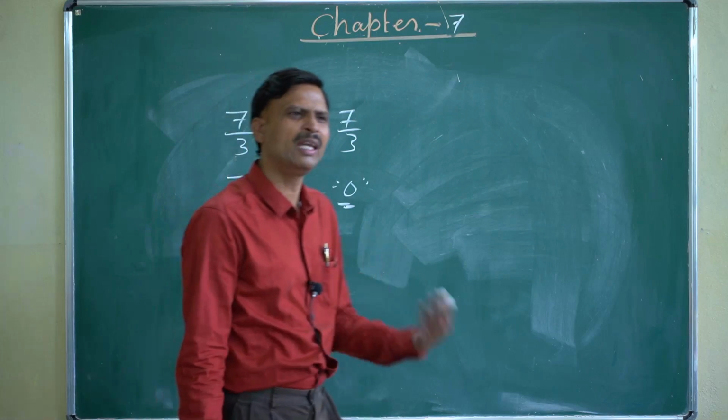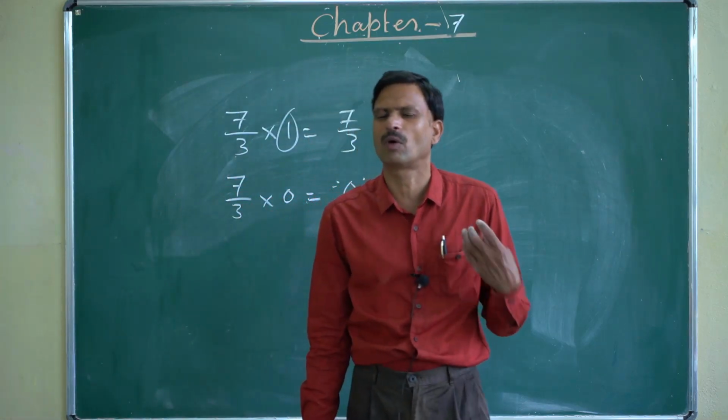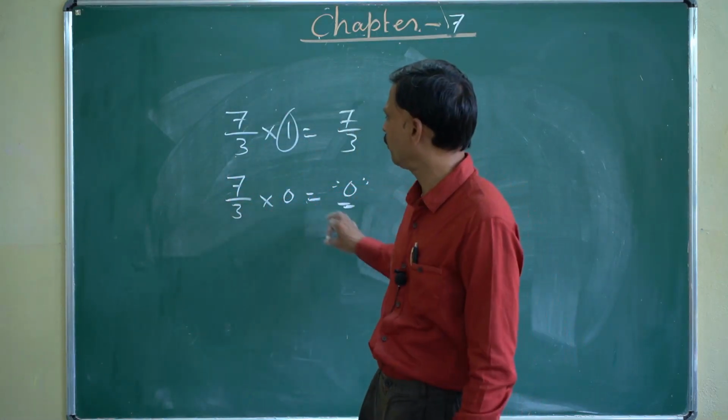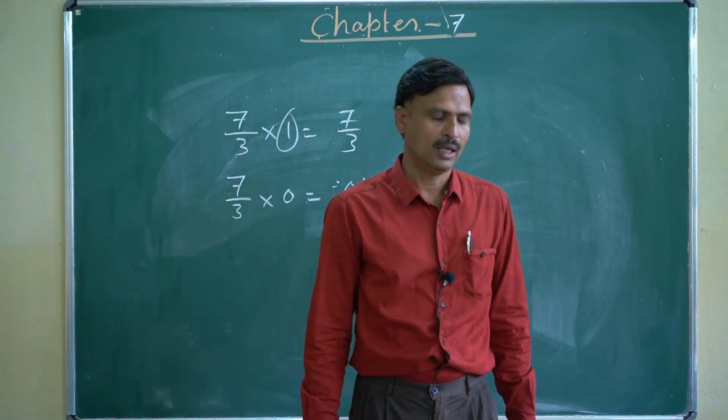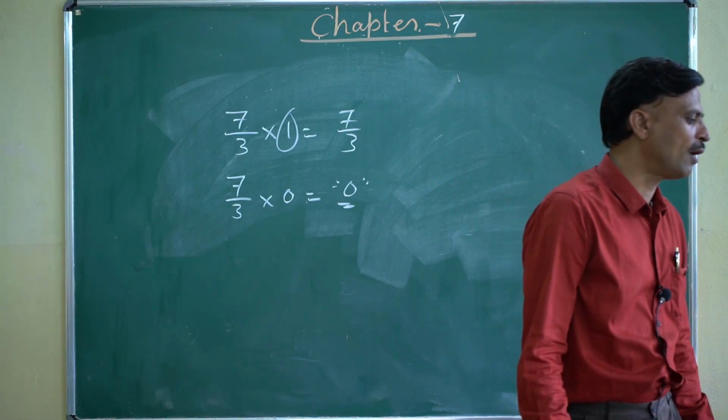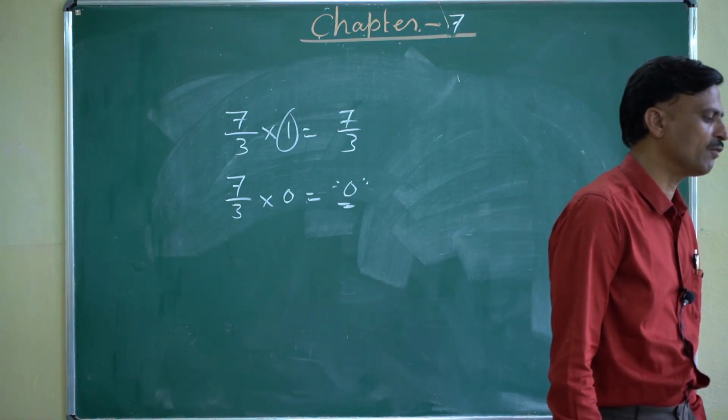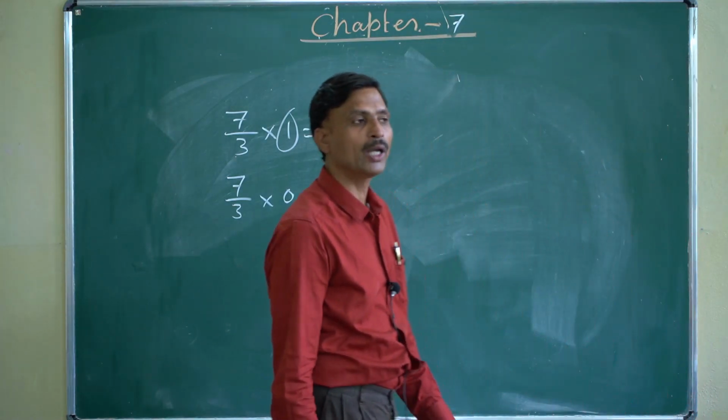As you know, any integer, any whole number, natural number, whatever, multiplied by 0, the answer will be 0. The same thing holds for fractions also. Now, I was telling you the properties of multiplication. Now one more thing: multiplicative inverse.